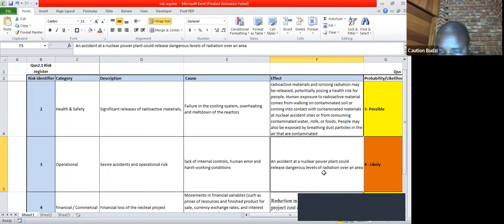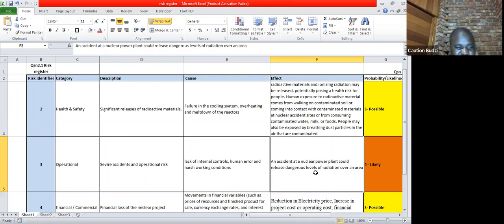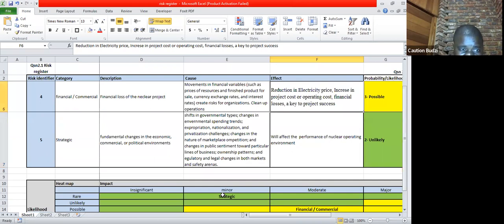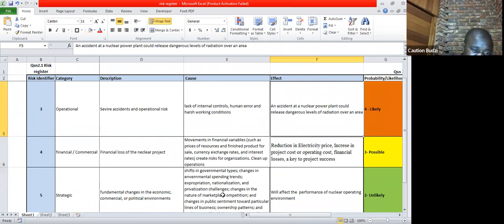Accidents can cause damage to employees. So as an operational risk, it can cause damage to employees. Nuclear power plants are also exposed to financial and commercial risks. This relates to loss of the nuclear power project.